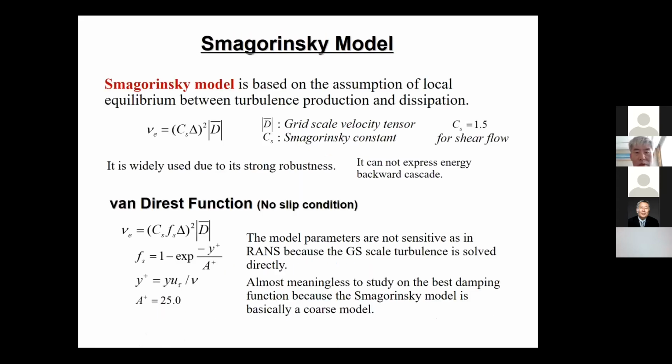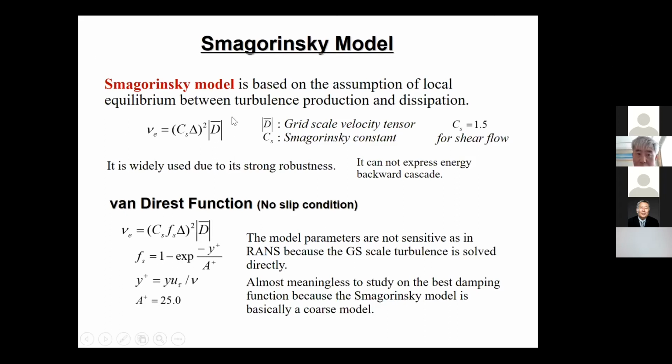The most common, widely used LES model is the Smagorinsky model and the dynamic Smagorinsky model. I think the most commonly utilized one is the Smagorinsky model. It is based on the assumption of local equilibrium between turbulence production and dissipation. So we use these calculations to get a mu_e.